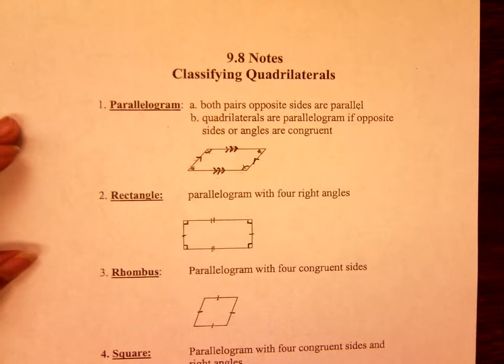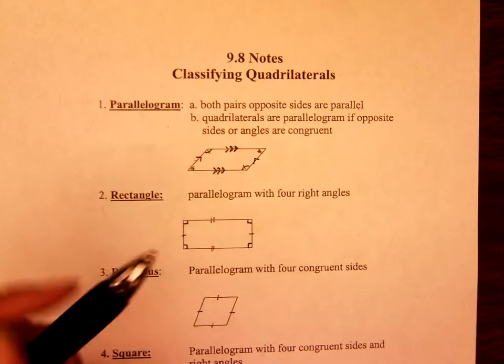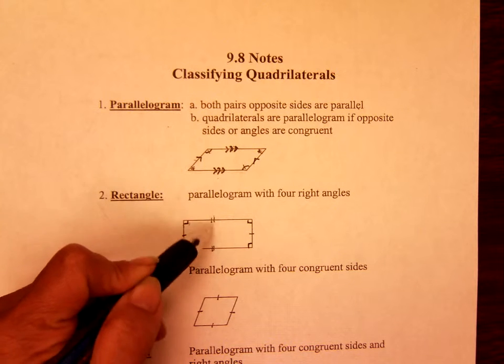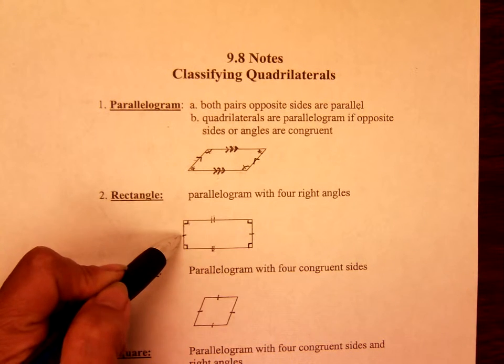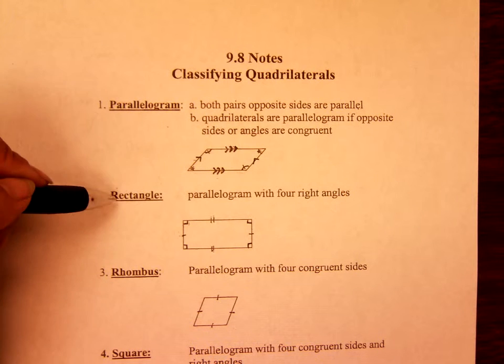A rectangle is a parallelogram with four right angles. So a rectangle has right angles. The top and bottom are equal and the sides are equal. A rectangle is a parallelogram, but a parallelogram is not a rectangle.